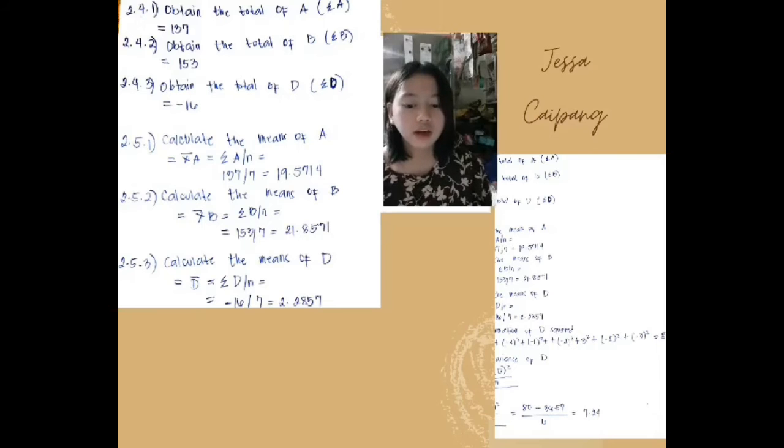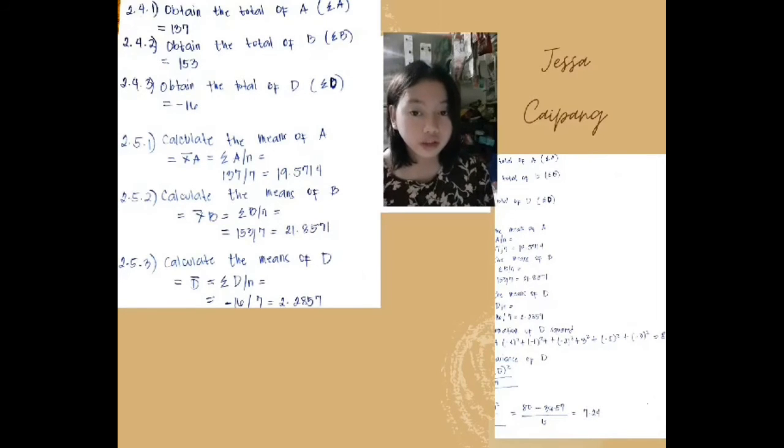And then calculate the mean of D. Negative 16 divided by 7 students is equal to 2.28571. And then find the summation of D squared.